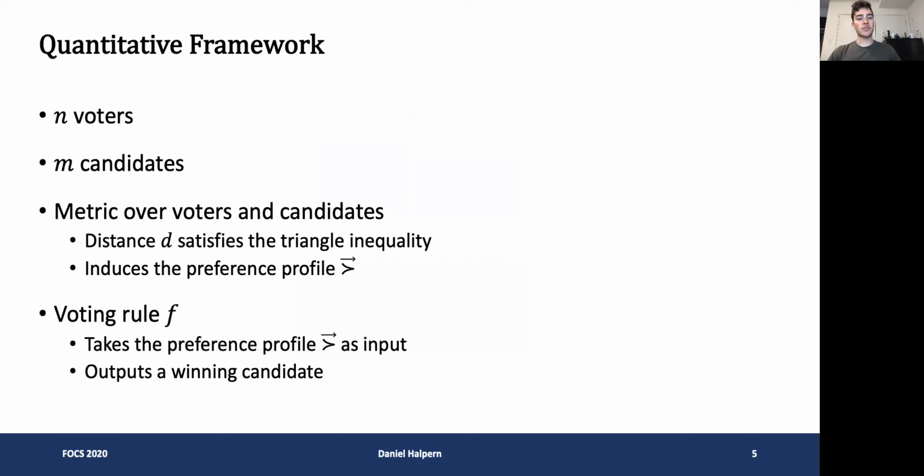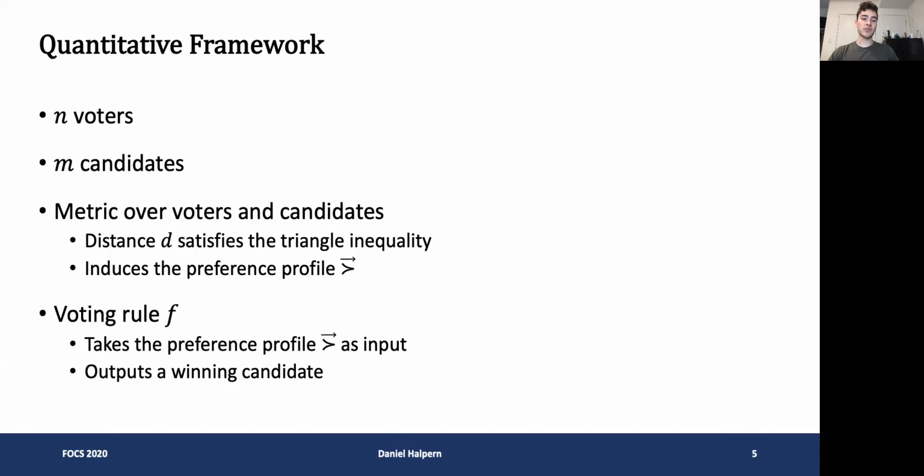So let me just give you the formal framework. We'll have a set of n voters and m candidates. And then we'll have some metric over the voters and candidates, so some distance function d that importantly satisfies the triangle inequality. And these distances induce what we call the preference profile.